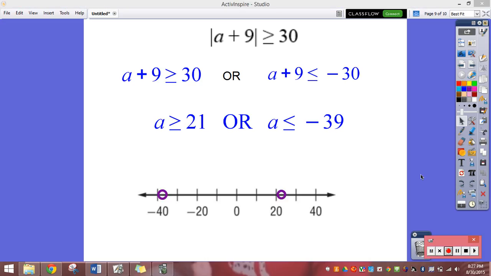Estimating where 21 and negative 39 are may look like this. Then I would represent greater than or equal to 21 by shading to the right, and less than or equal to negative 39 by shading to the left. So my solution set, when graphed for this absolute value inequality, would look like this, representing the disjunction. So that is how you would solve an absolute value inequality.